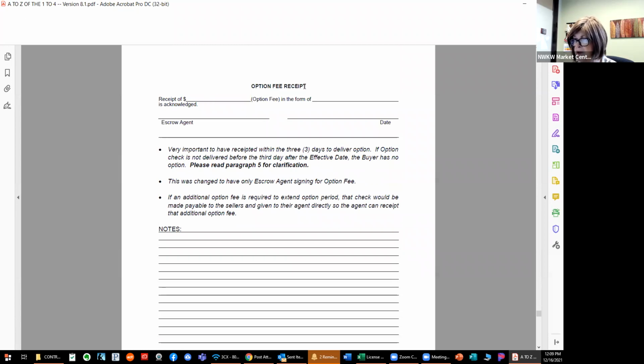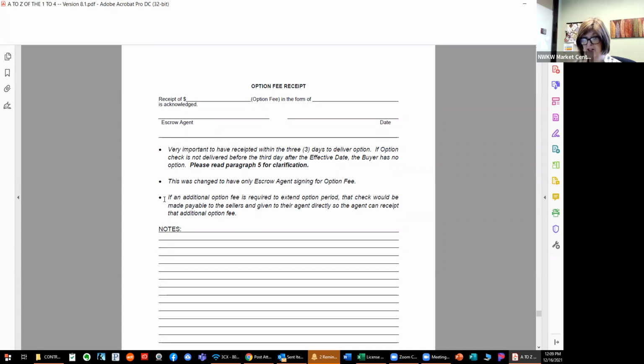Okay. Option fee receipt. It's very important to have receipted within the 3 days to deliver option. If option check is not delivered before the 3rd day after the effective date, the buyer has no option. Please read paragraph 5 for clarification. This was changed to have only escrow agent signing for the option fee. And it does say escrow agent. Nobody else is going to be signing.